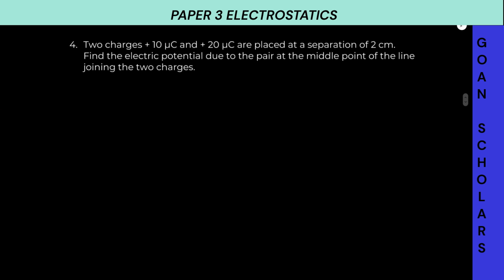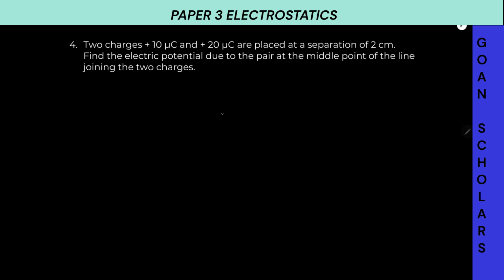Question number 4. Question 4 says two charges, 10 microcoulomb and 20 microcoulomb, are placed at a separation of 2 cm. Find the potential due to the pair at the middle point of the line joining the two. Okay, very simple.